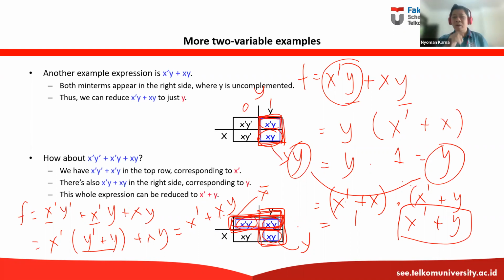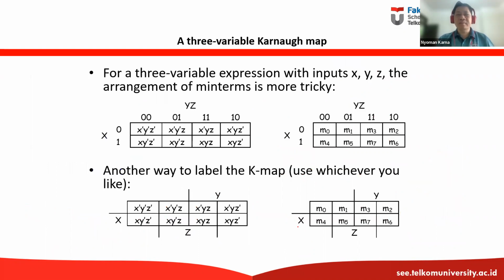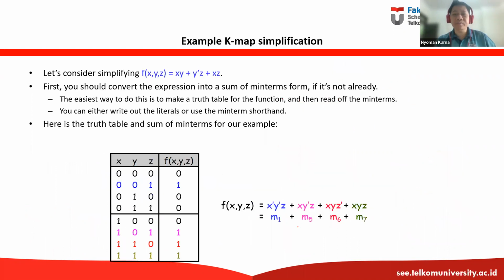Actually, by using K-map, it will make the process of simplification much easier. These are the three variables. We can skip it for today.